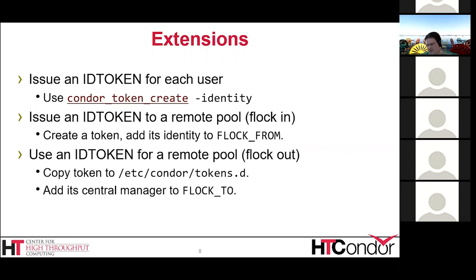We also hope that ID tokens will make it very easy to do flocking. People have asked for more help and more configuration assistance with doing that. The basic idea, right? You use condor_token_create to create a token. You add its identity to FLOCK_FROM if you're trying to allow a remote pool to use your resources, and then you use some secure method, SCP, whatever, to get that ID token over to that other pool. The other pool drops a copy of that token in its HTCondor tokens.d directory, adds the name of your central manager to FLOCK_TO, and everything should pretty much just work. And of course, if you want to do the reverse, then you just run the steps in the opposite order.